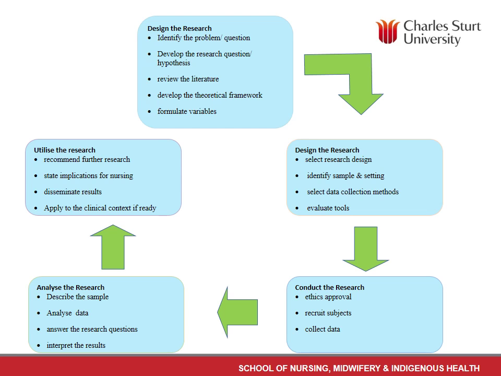At that point, what you're going to do is describe your sample. Who are these people? Who is this group that you looked at? You're going to analyse the data, answer the questions, interpret the results, and then you'll move to utilising your research, or getting it out there effectively. So what you're looking to do is recommend any further research, state the implications for nursing, and disseminate your results via conferences, research papers, that sort of thing. And most importantly, look to see whether your research is ready to apply to the clinical context. And then if it is, apply it.